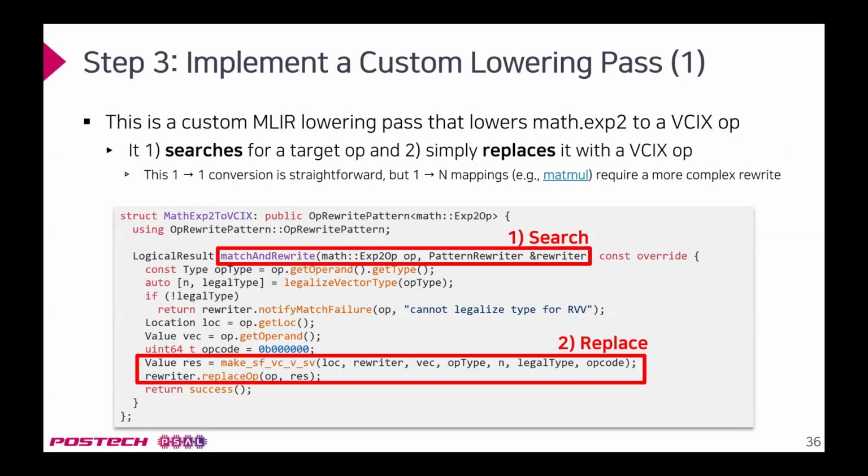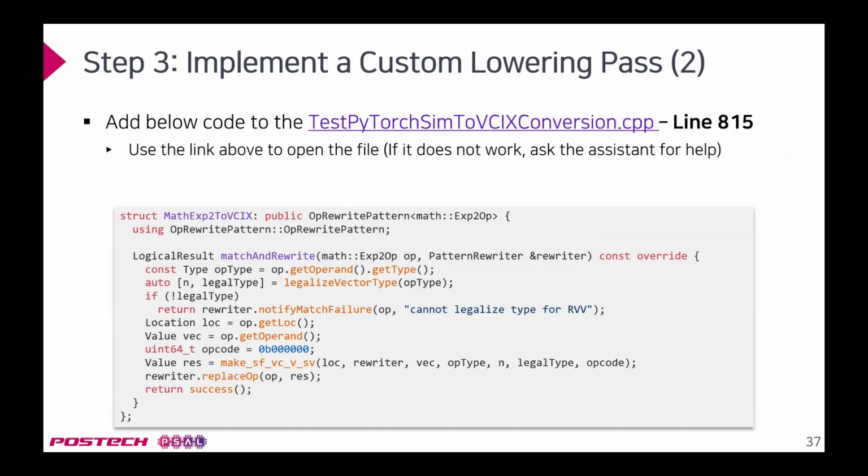There could be more complex cases like memmer, and this would require multi-operation rewrite. But in this case, this is one-to-one conversion, and we have to implement it like this. So it's your turn. Open this file, test PyTorchSim to V6 conversion.cpp, and go to line 815.